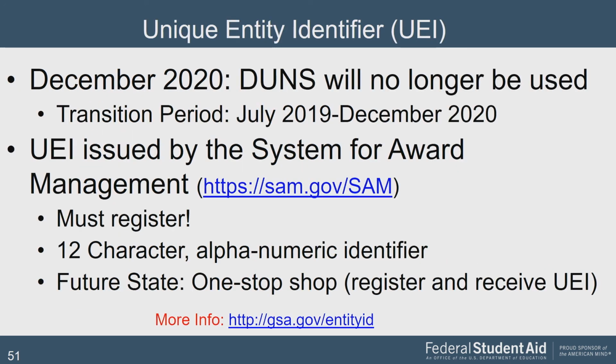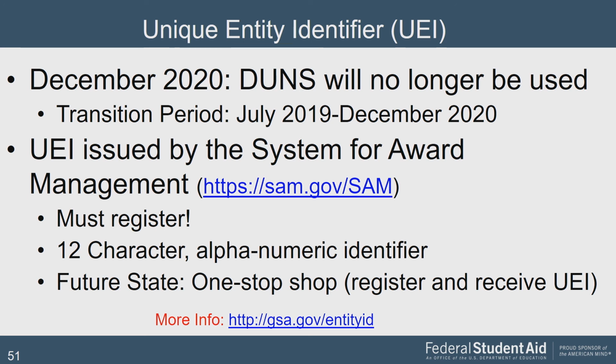We're going to talk a little bit about the Unique Entity Identifier. In December of 2020, the DUNS numbers that are issued to your schools will no longer be used. And so we are in a transition period now. So in order to draw down funds, you are going to need what we are going to call, because we love our acronyms, the Unique Entity Identifier, or UEI. It's a lot of vowels for me, and it's not falling off the tongue naturally yet.